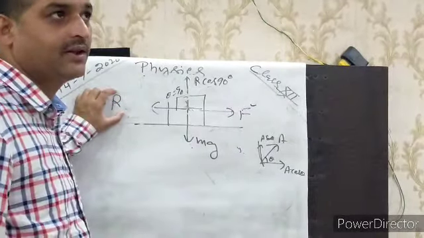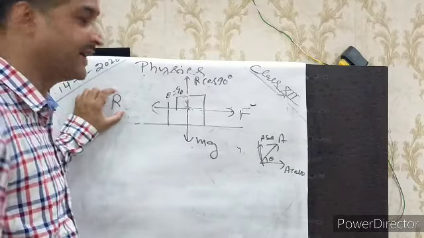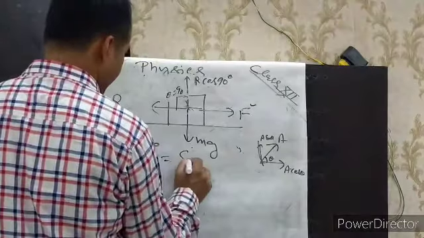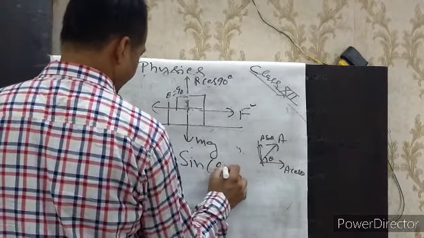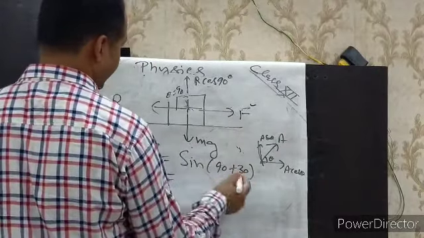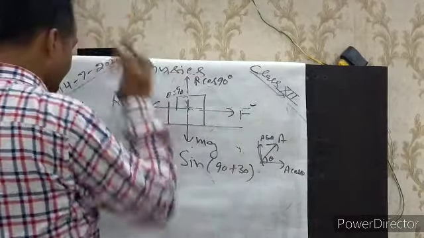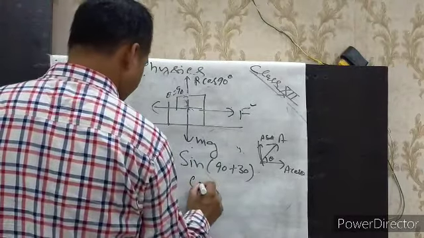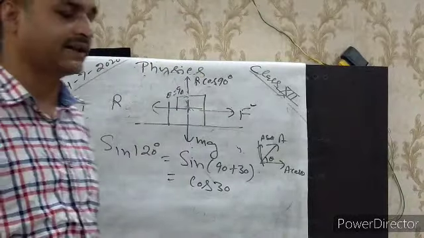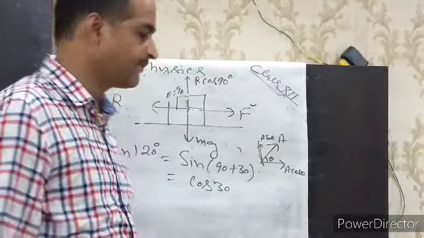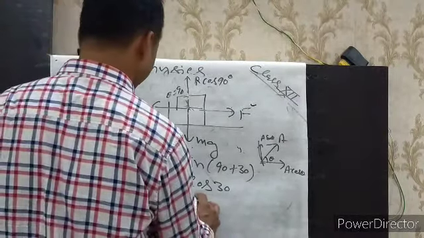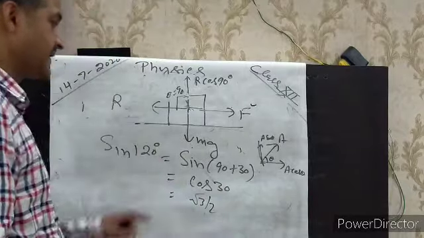Clear? Because we know that when we increase beyond 90, say sin 120 degrees, what is the value of sin 120 degrees? Actually, it is sin of 90 plus 30, and sin of 90 plus 30 is equal to cos 30. And cos 30 is sin 60, root 3 by 2. This is less than 1.